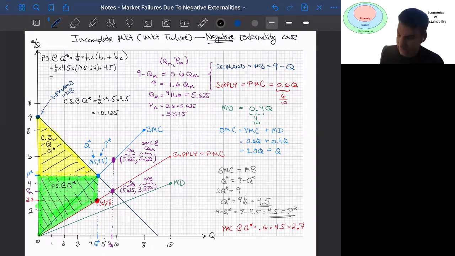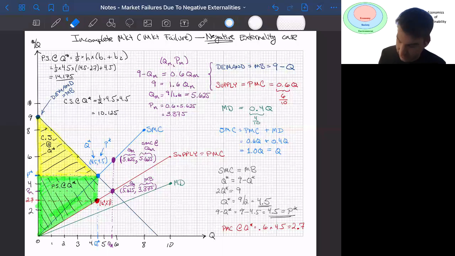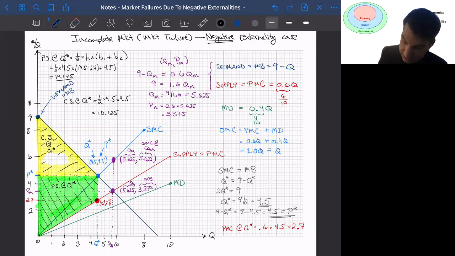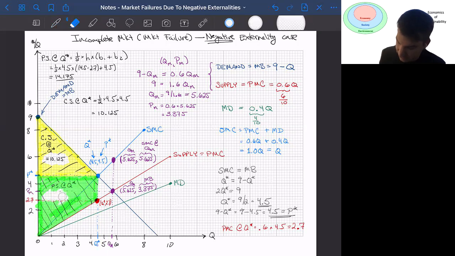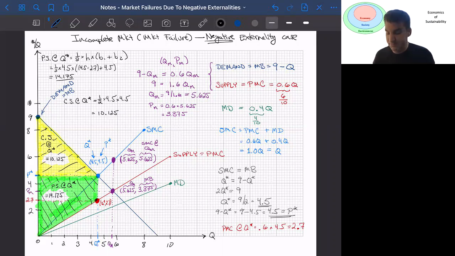And so if I were to then type that into a calculator, then I have 1/2 times 4.5 times 4.5 minus 2.7 plus 4.5, and that gives me 14.175. And so that is my producer surplus. So maybe I'll just write those in. So the consumer surplus, I'm just going to erase a little portion here, and I'll say that's equal to whatever I found, 10.125. And the producer surplus, I'll erase a little portion here, and I'll say that is equal to 14.175.